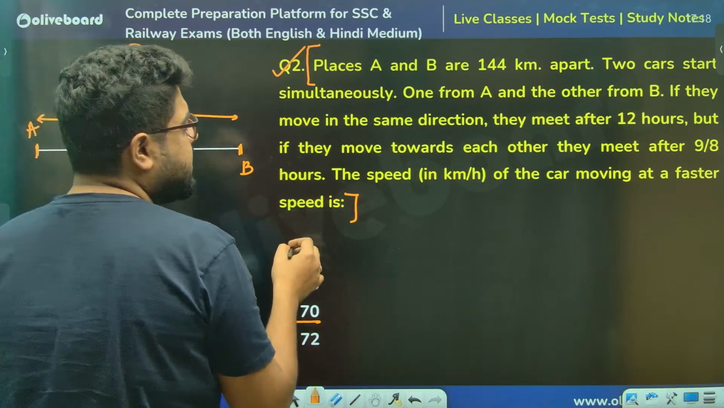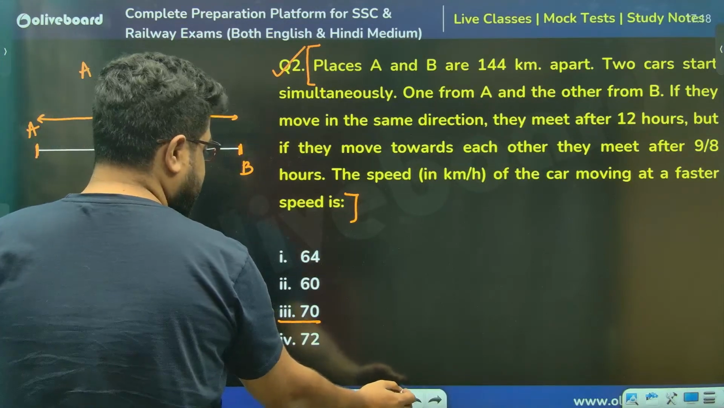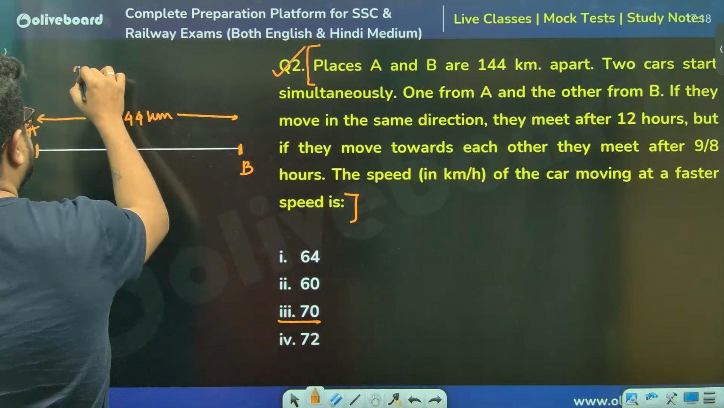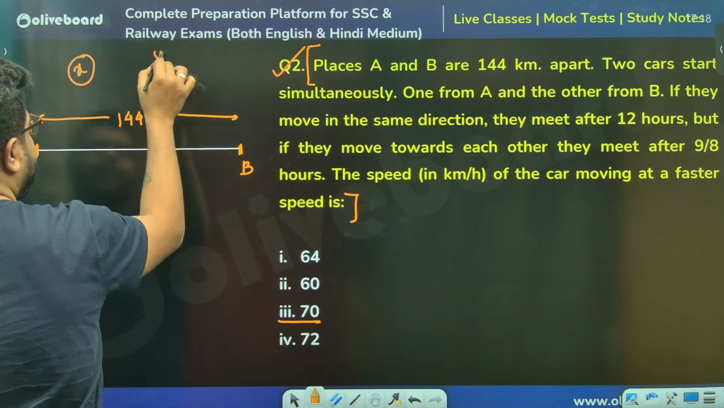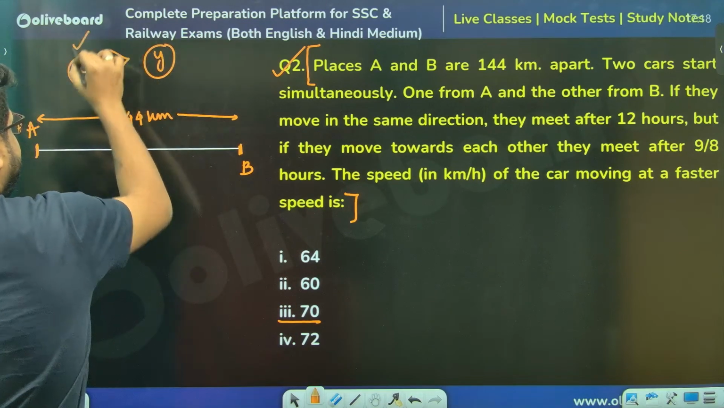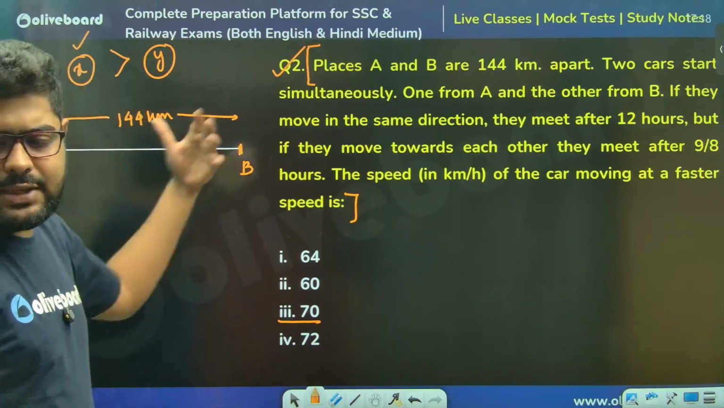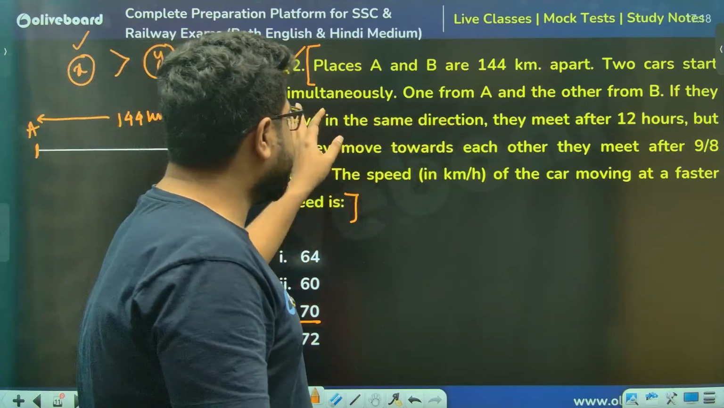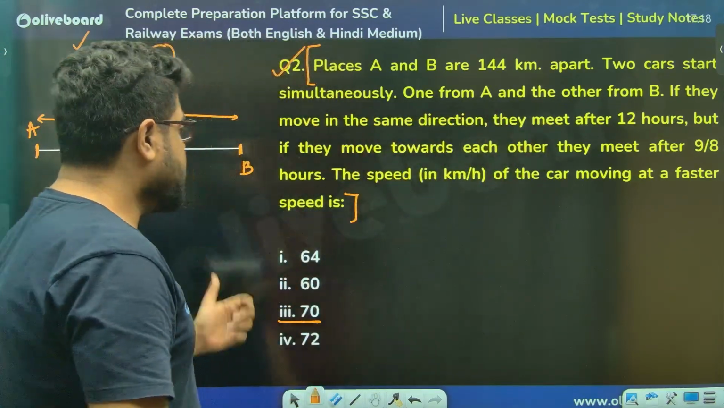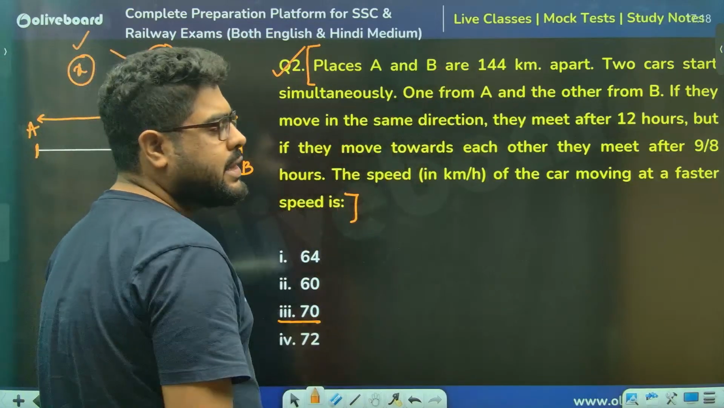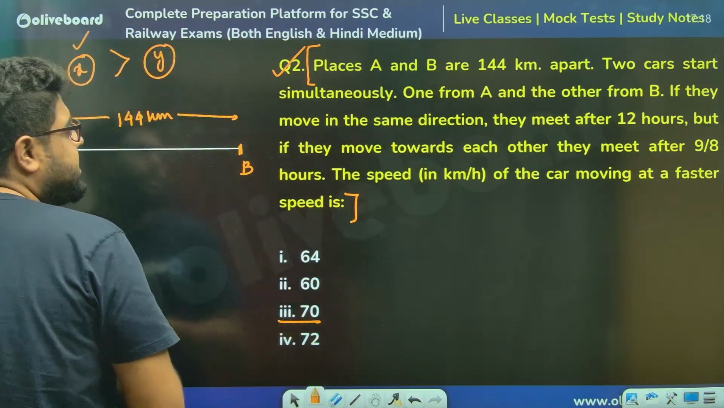Okay? Actually, one second. Let's not take AB. AB is the name of the place. The speed of one I'm taking X, another one is Y. X is greater than Y, I'm taking. Okay? This X is the faster car. Now, if they move in the same direction, how much distance will they go, sir?